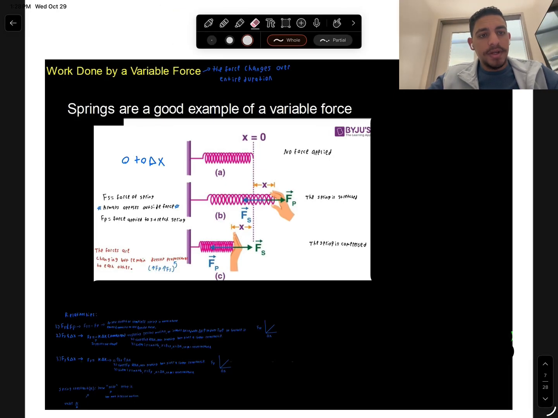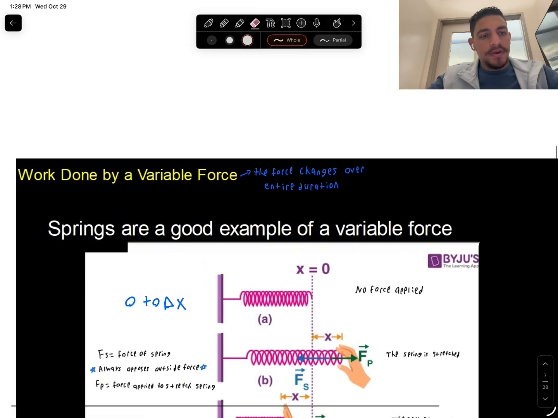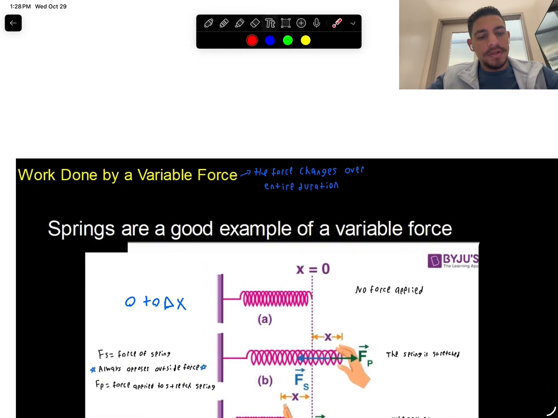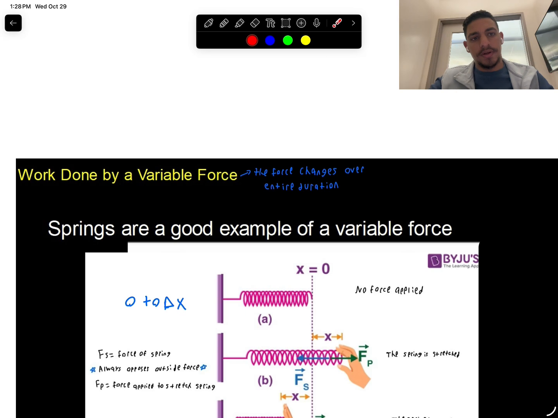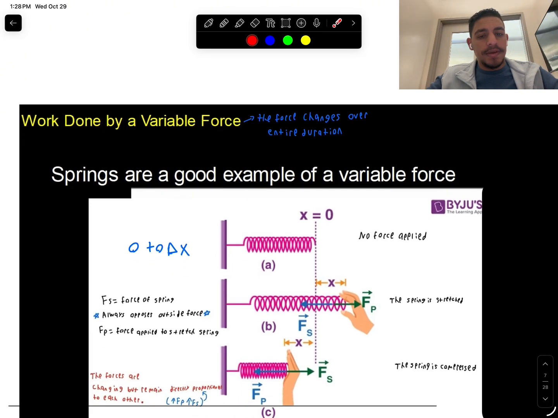In today's video, we're going to start doing work done by a variable force. So let's get started. First thing to keep in mind, a variable force is a force that changes over the entire duration, right? So if it's 10 newtons, it's not going to stay 10 newtons the entire time. It's going to change over the period of time. Okay, so let's get started with one example.